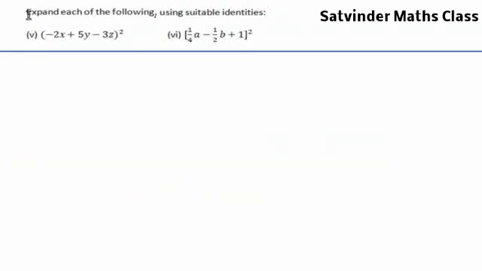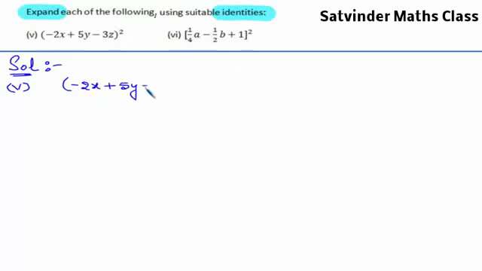In this problem, you need to expand each of the following using suitable identities. Let's see the solution of this problem. How we shall proceed with this? We shall start with the first part of the problem. We are given minus 2x plus 5y minus 3z whole square.